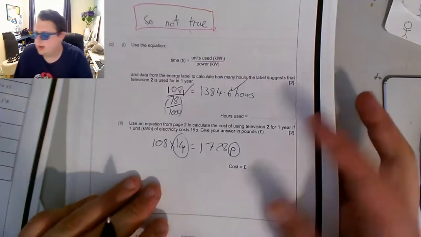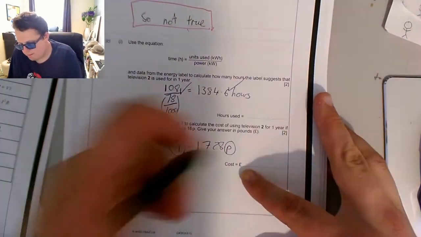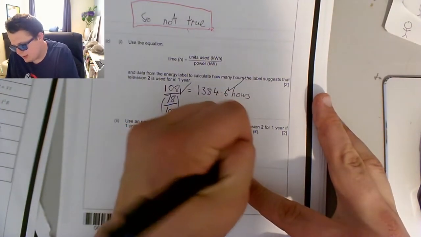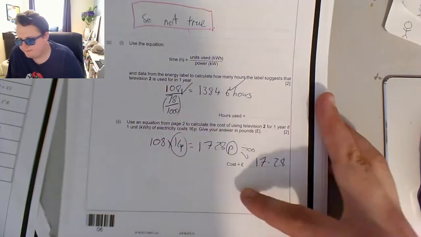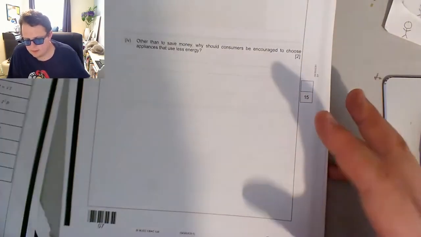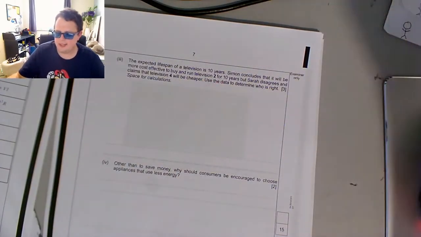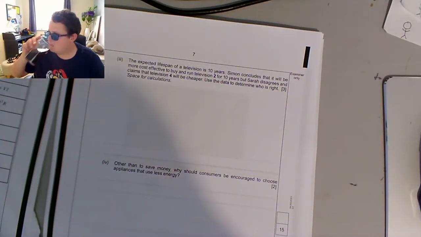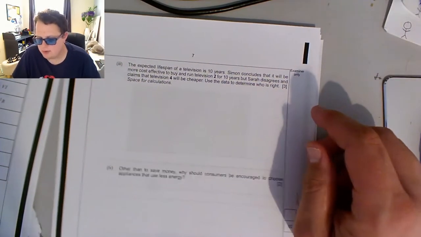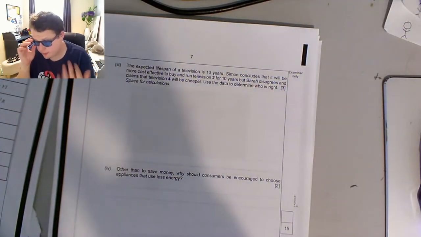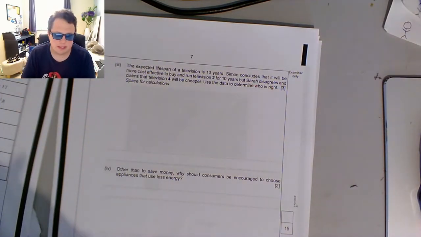Let's just scroll that up so you can see it. We want it in pounds, so we divide by 100 and we get £17.28. Part 3. The expected lifespan of a TV is 10 years. Simon concludes that it will be more cost effective to buy and run TV2. Sarah says it'll be TV4.